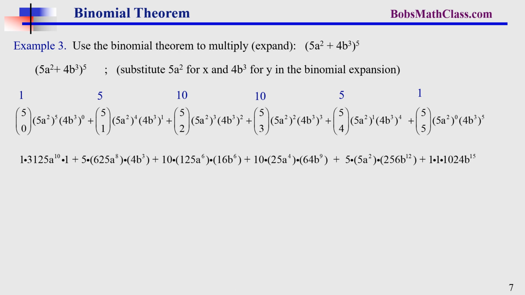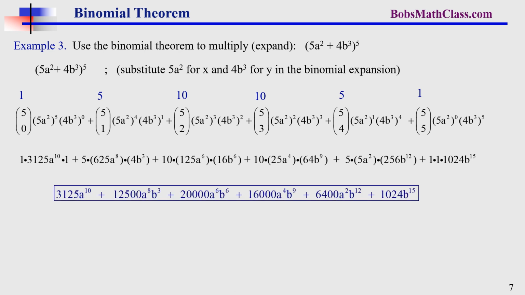Now multiplying the numbers of each term and then writing the variables after that will give you this answer. Like in the first term, we have 2 1s and then a 3,125, so that just leaves us with 3,125. In the second term, you have to multiply the 5 times the 625 times the 4, and that gives you the 12,500. And then we just carry the a to the 8th and b to the 3rd right after that.